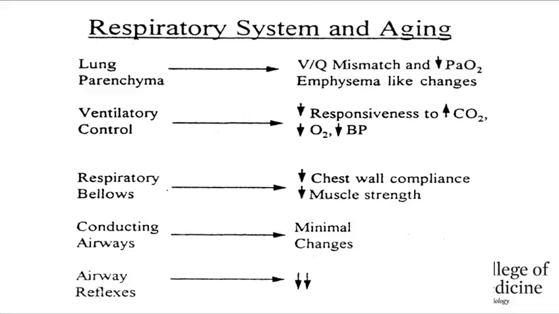Emphysema-like changes. There's VQ mismatch as the closing capacity goes up, and there's VQ mismatch with decreased PaO2. There's also a decreased responsiveness to increasing CO2 levels or decreasing PO2 levels, so that the elderly patient will not hyperventilate to the same extent to induced hypercarbia or induced hypoxia like a younger patient. The chest wall compliance is poor as arthritis occurs and cartilaginous changes make it stiffer, and the muscles are not as strong, so the respiratory bellows don't work as well.